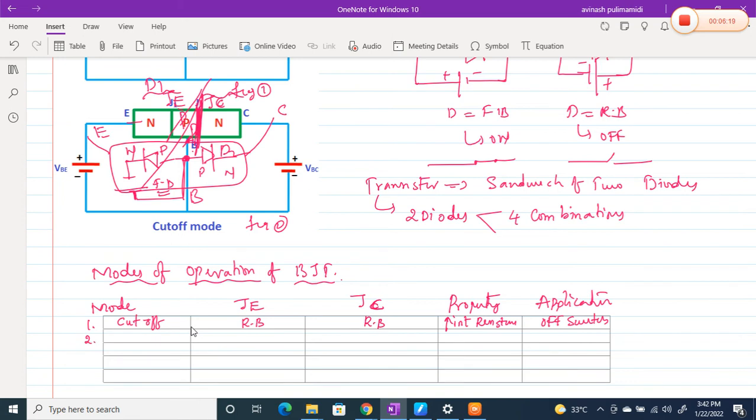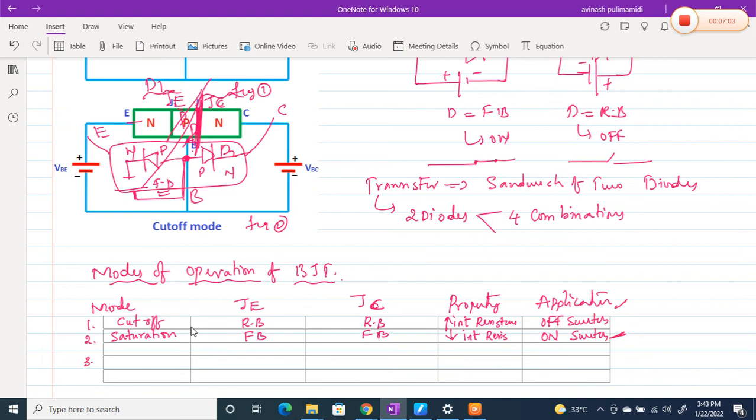That was the cutoff mode. Let us consider another mode, the saturation mode. During saturation mode, both the emitter and collector junctions should be in forward bias. Then what property does it offer? It offers very small internal resistance. Then the application is that it is used as an on switch. During saturation mode, the transistor is used as an on switch.